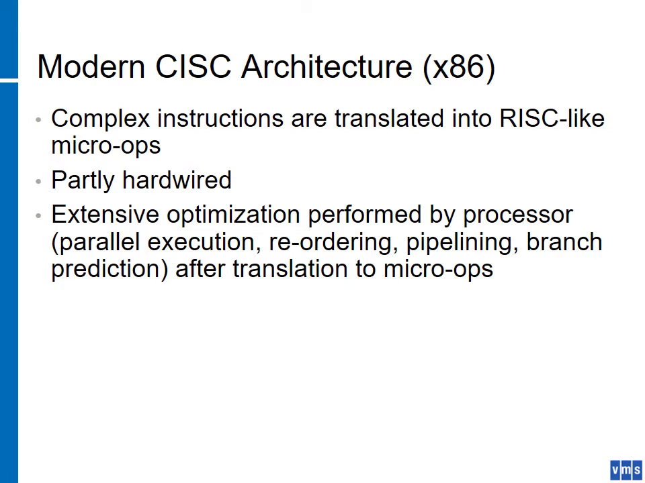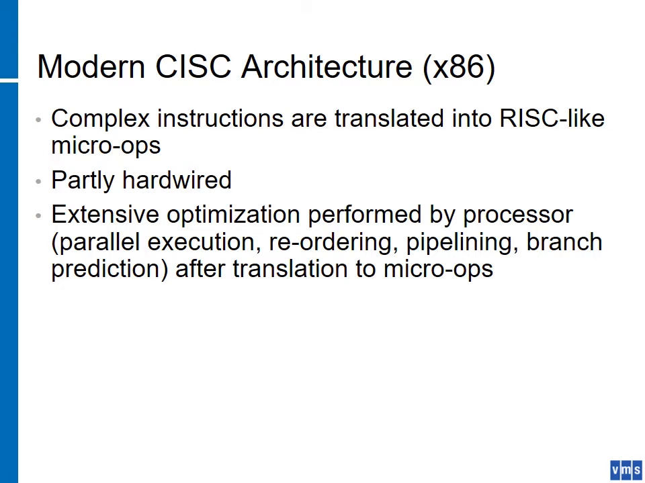So now we get to the modern CISC architectures like the x86. And here we still have the same complex instructions we had on the VAX, except they now get translated into RISC-like micro-ops. And these are very small, simple instructions. So one x86 instruction may translate into something like 5 or 6 different micro-ops. This can be partly hardwired, and because we now have these simple instructions again, we can do the same kind of optimizations we could do in RISC chips.